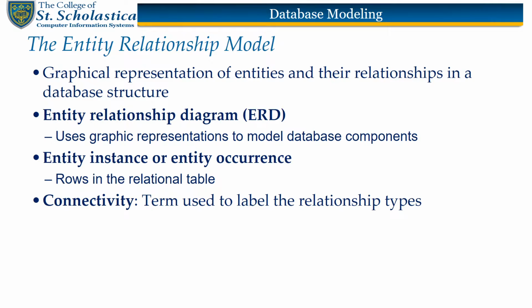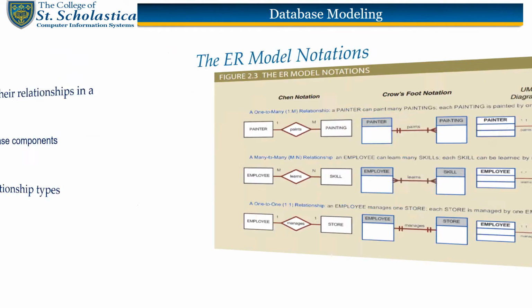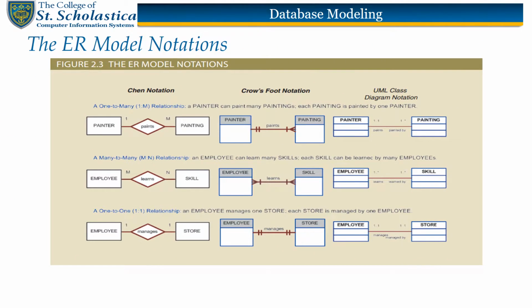Each row in the relational table is known as an entity instance or entity occurrence in the ER model. The ER model uses the term connectivity to label the relationship types. The name of the relationship is usually an active or passive verb. Figure 2.3 shows the different types of relationships using three ER notations: the original Chen notation, the crow's foot notation, and the newer class diagram notation, which is part of the Unified Modeling Language, UML.